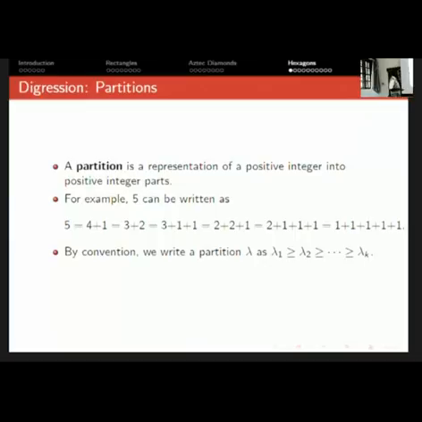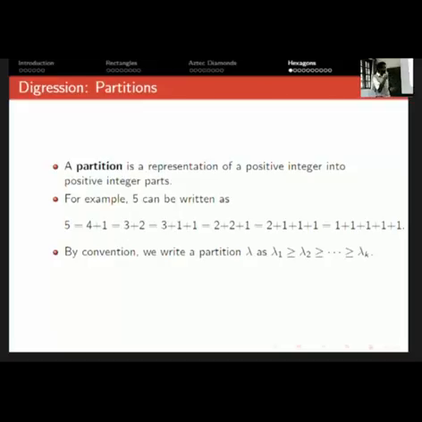Okay, so a quick digression. Have you heard of partitions before? If you take a positive integer n, you can write it in terms of smaller integers, so that the sum of these gives n. A partition lambda is a list, lambda 1, lambda 2, up to lambda k, such that they sum up to a given integer n. For example, if I take n equals 5, it has several partitions: 4, 1; 3, 2; 3, 1, 1; etc. All of these are partitions of 5.